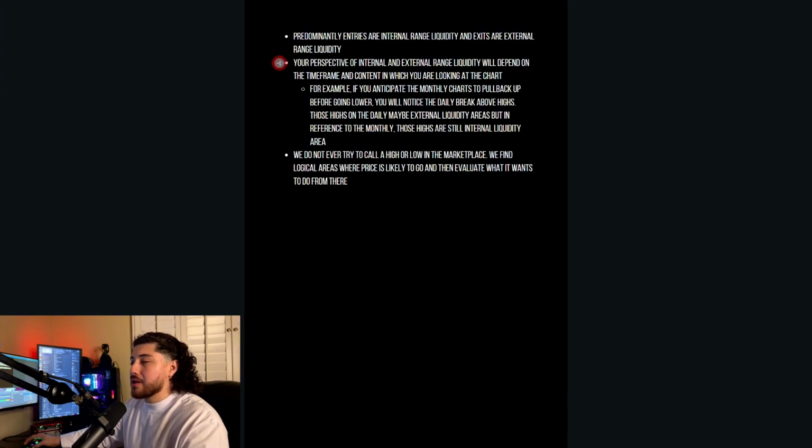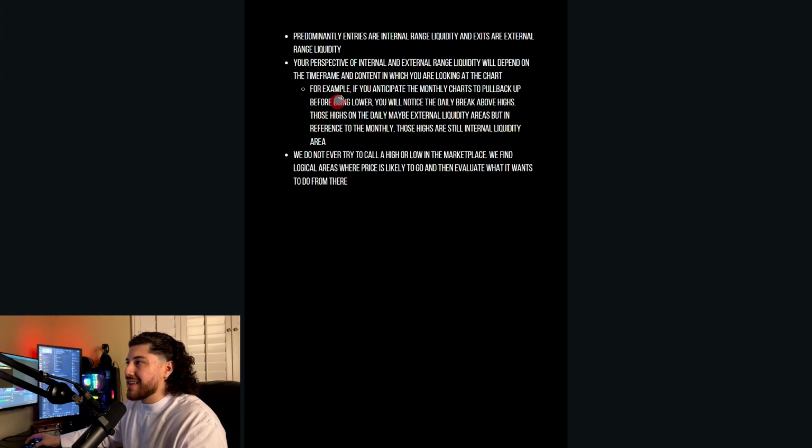Another thing to highlight is predominantly entries are internal range liquidity and exits are external range liquidity. To keep it very simple, let's imagine we are in bullish structure. As price is making higher highs and higher lows, as it pulls back to make that higher low, it is going to seek internal range liquidity because it's going to be taking out liquidity that is within the range. After price makes that higher low and pushes on higher, what is it trying to make? It is trying to make a higher high. Therefore, it is going to take out the previous structure high, which is going to be external range liquidity. So long story short, predominantly I should say, because not all the time, price will pull back, take out internal liquidity, and then shoot for new highs, which will be the external liquidity.